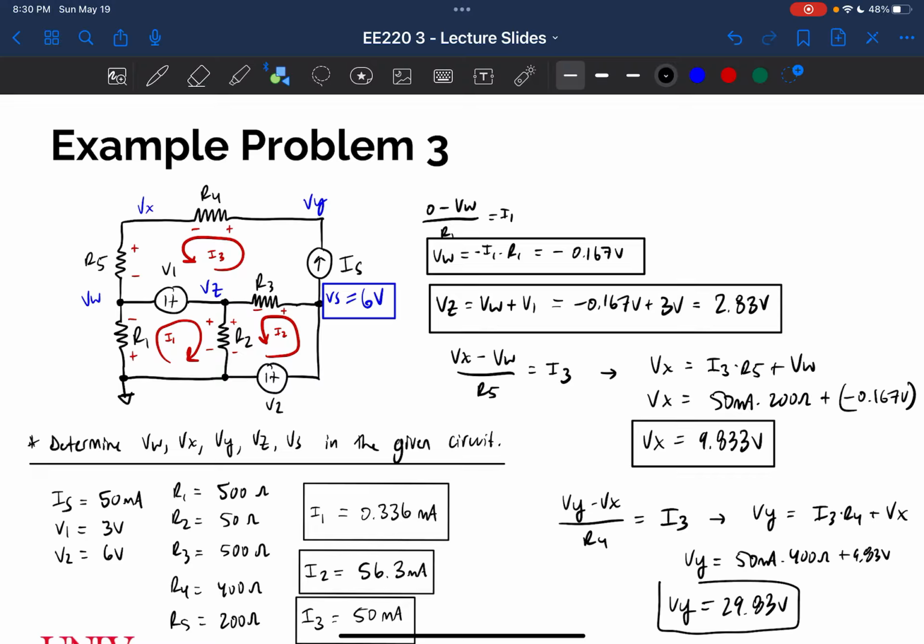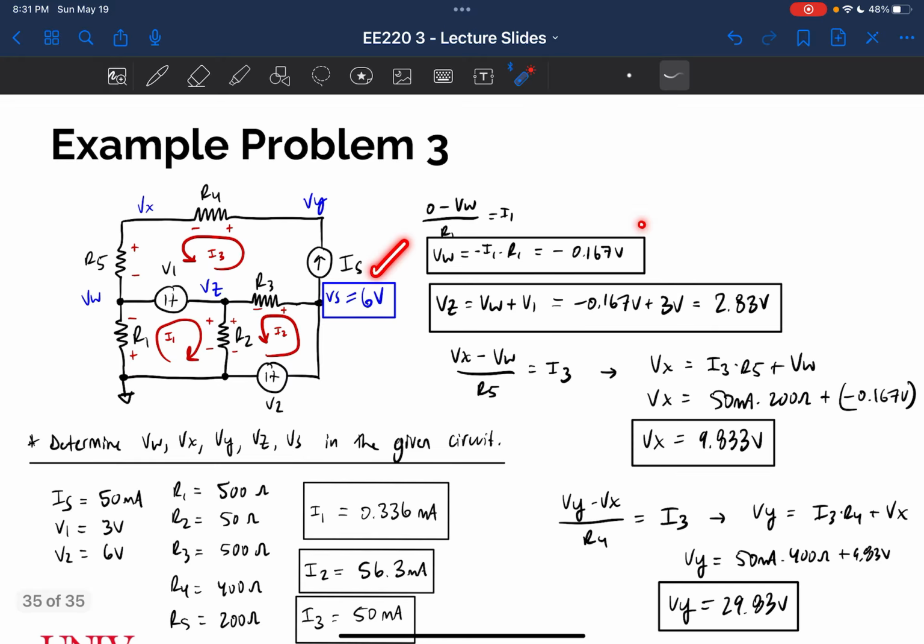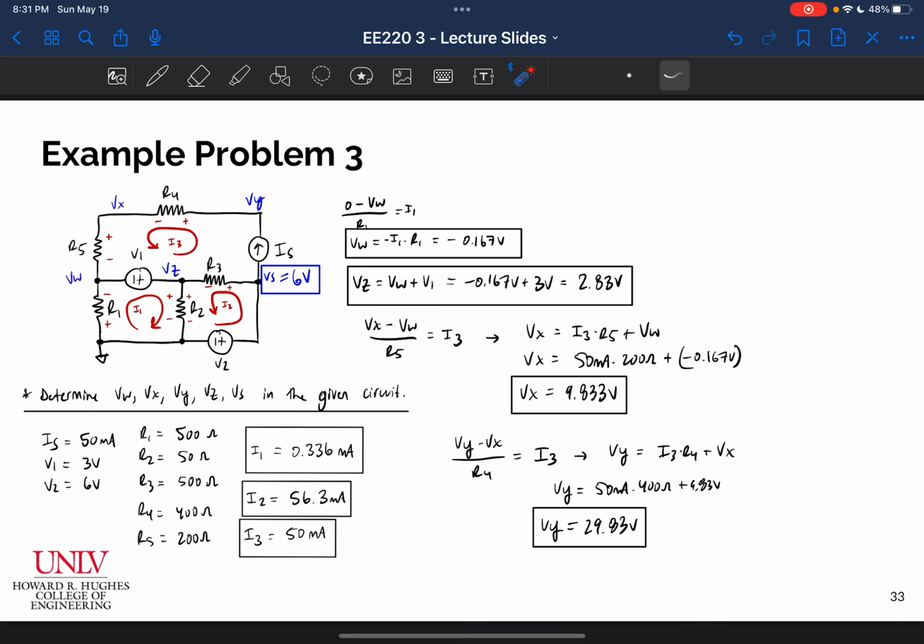All right, so we have now solved for all the currents and all the voltages in this circuit. We've got Vs, Vw, Vz, Vx, and Vy, and we've got I1, I2, and I3. Solving using mesh analysis is definitely painful. The algebra is tedious, and I made a lot of mistakes along the way that I corrected. It's easy to make mistakes. These mesh analysis problems are tricky. You have to be very meticulous when you go through the algebra.